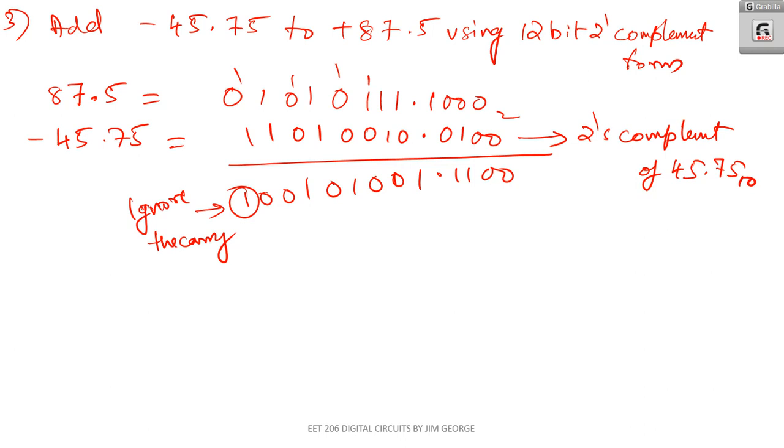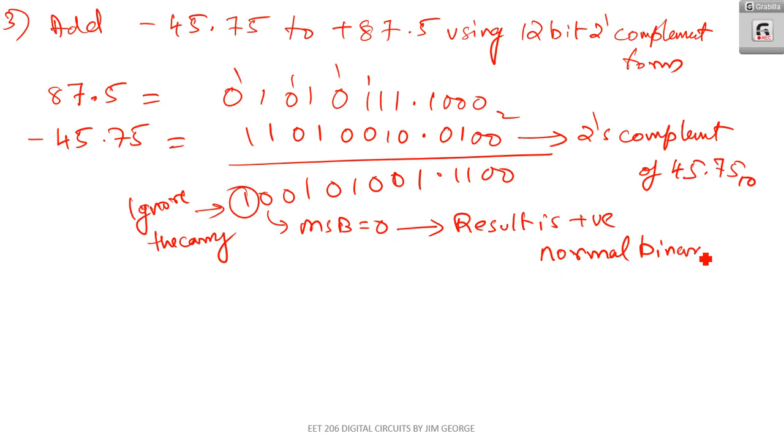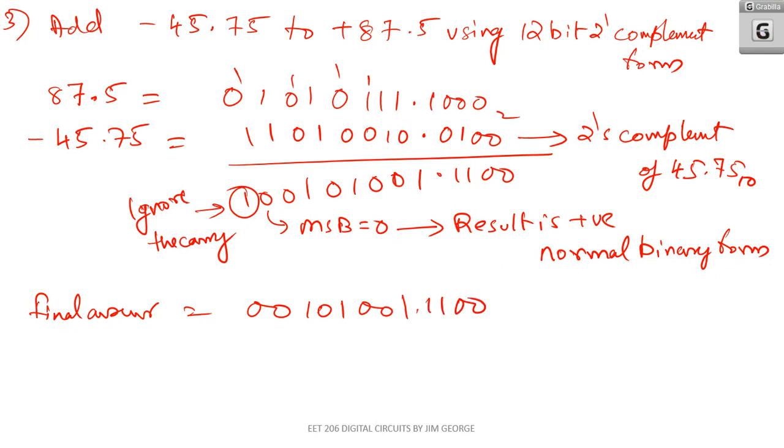Okay. And again, here what is this? Here MSB is 0. Since MSB is 0, you can infer that the result is positive, and the given result is in normal binary form. Okay. Therefore, we can write the final answer as 00101.1100. So that is the final answer.